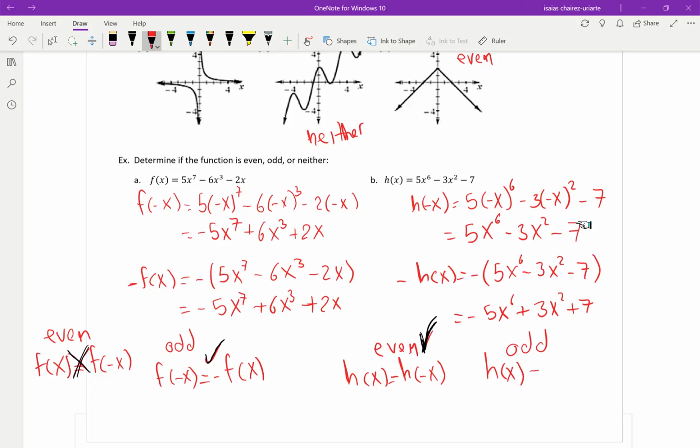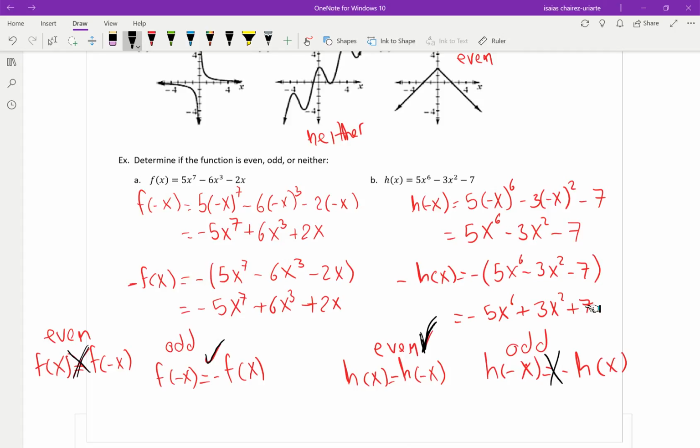So to be odd, that means that h of negative x should be equal to negative h of x. Well, let's see. Here's h of negative x, we computed it, that's 5x to the 6 minus 3x squared minus 7. Is that equal to negative 5x to the 6 plus 3x squared plus 7? No. So this thing is not odd. It's not an odd function. It's an even function.